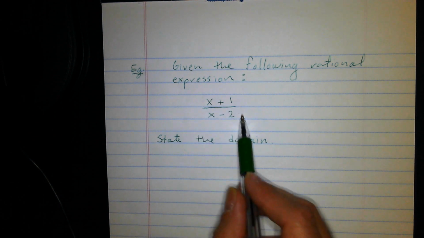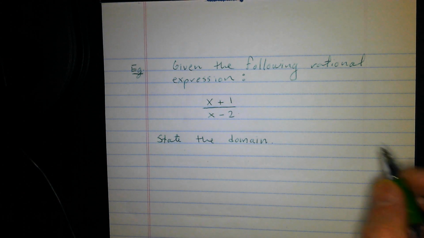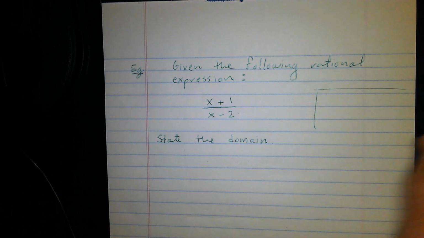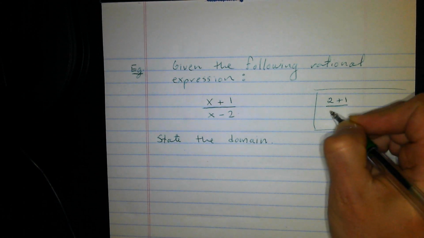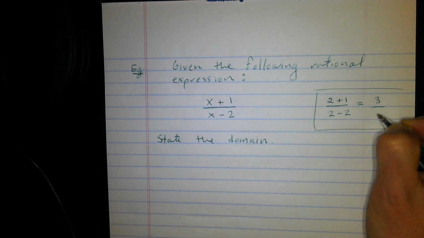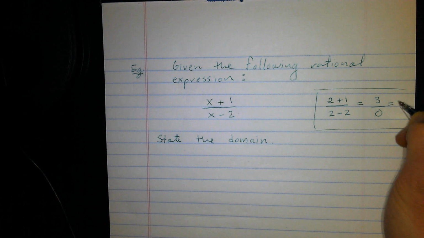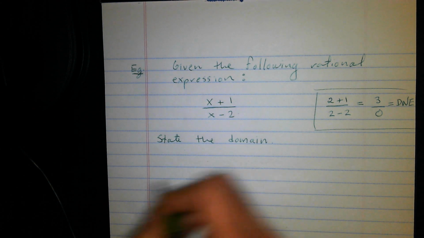Well, looking at this denominator, what's going to happen if we put 2 in for x? Maybe we can just do some work off to the side here. If I put 2 in for x for this expression, I get 2 plus 1 over 2 minus 2, which gives us 3 divided by 0, which is undefined, does not exist.